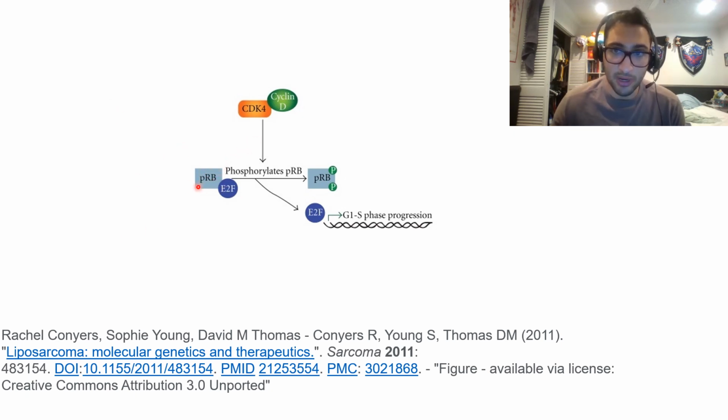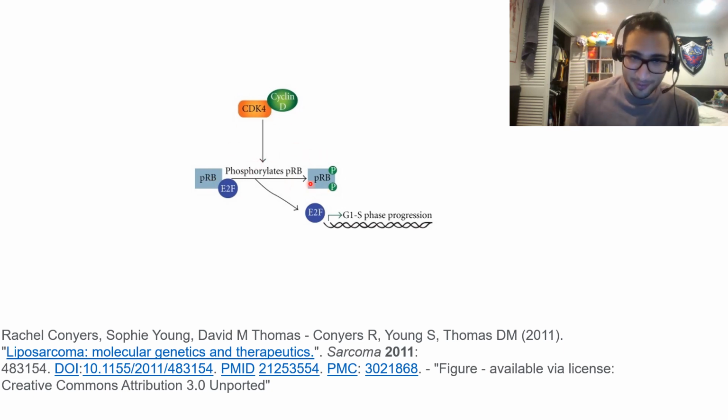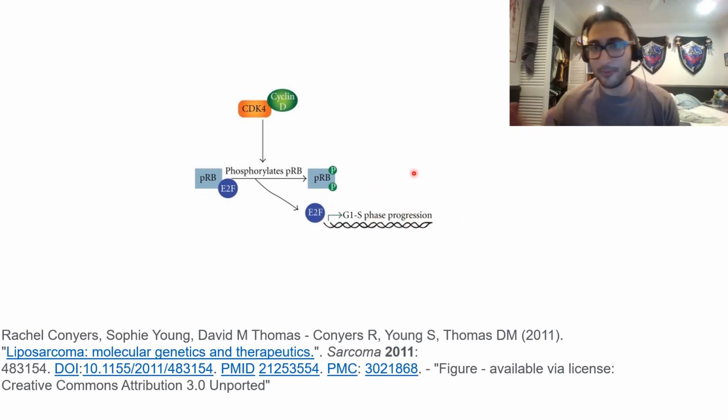So when this protein called retinoblastoma, and from the name you can kind of guess what happens if it gets mutated, but if the retinoblastoma protein gets hyperphosphorylated, this elongation factor is free to go to the nucleus, and you get progression through the G1S checkpoint.